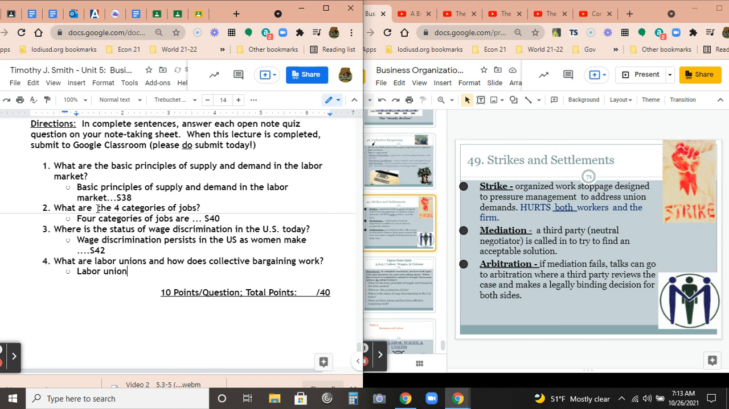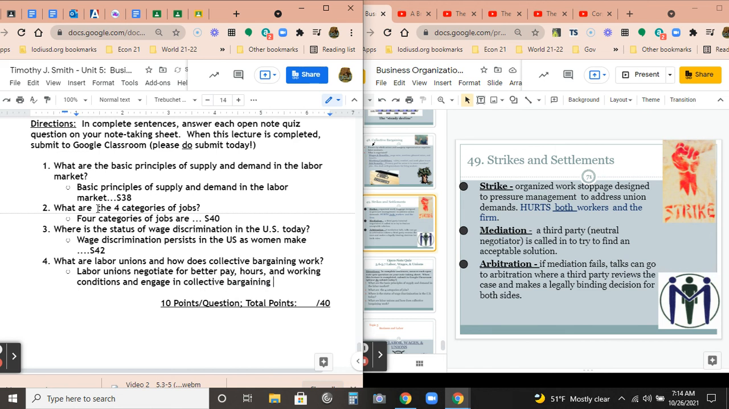Labor unions negotiate for better pay, hours, and working conditions, and engage in collective bargaining to maximize negotiating power with employers, for improved practice.